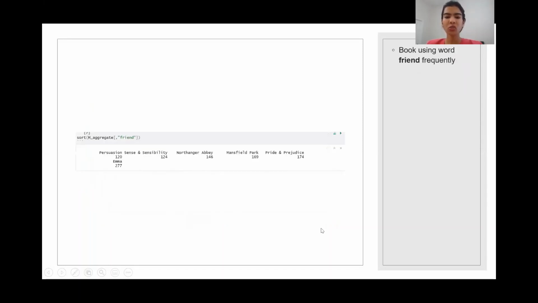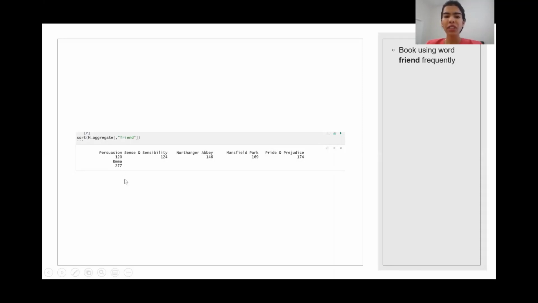Once these associations were found, the next thing was to find a random word which can be found across all the 6 books. After seeing the word cloud, the intent was to find the frequency of the word friend across all the 6 books. We got to know that the book Emma has the highest count of the word friend, while Persuasion has the least count.